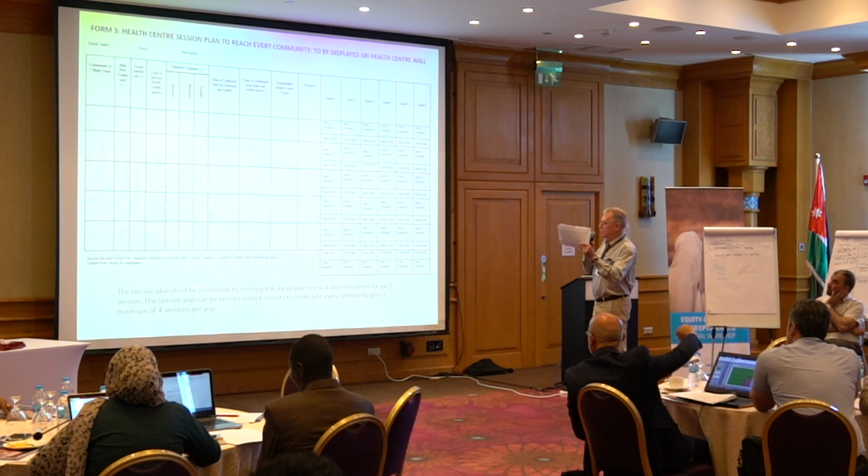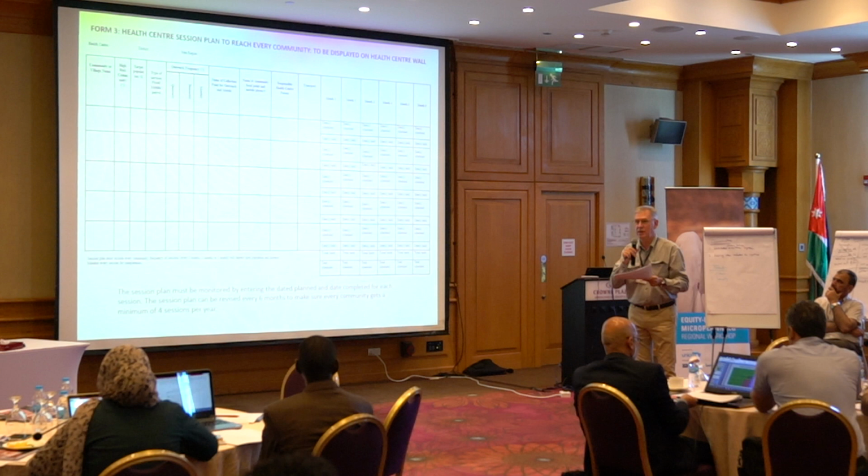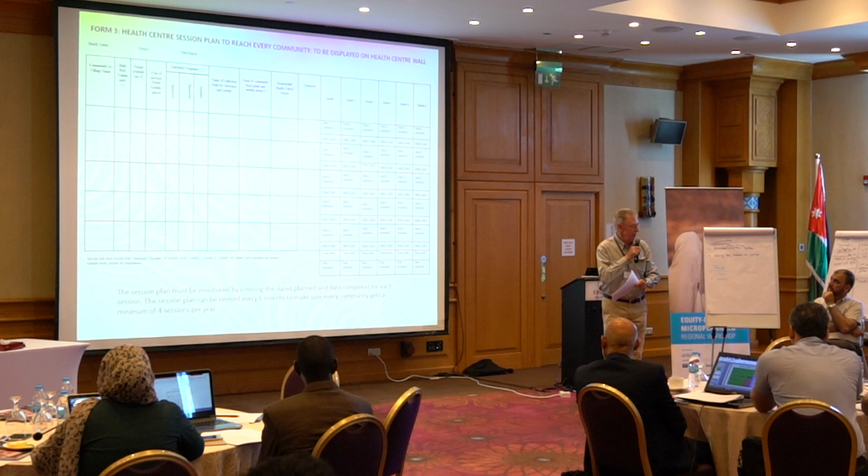So just looking at this here, we start off with the community. Now, the important point here is that the first column must have absolutely every community. That's the equity thing. Every community must be listed. All those areas, those streets, those blocks that don't get reached have to be down on that list there. That's what equity is all about. Everybody has an equal chance.